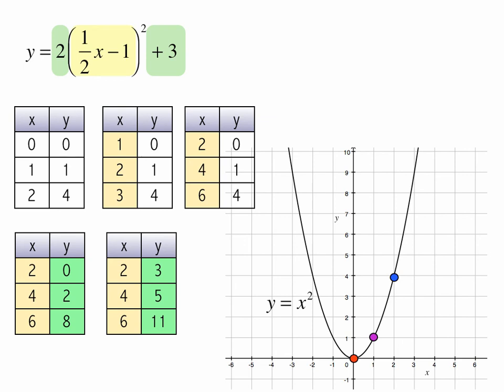So the point (0, 0) has now become the point (2, 3). And the point (1, 1) after the transformation is now the point (4, 5). And the point (2, 4) is now the point (6, 11). And you know where the vertex is, and you can graph your new function.